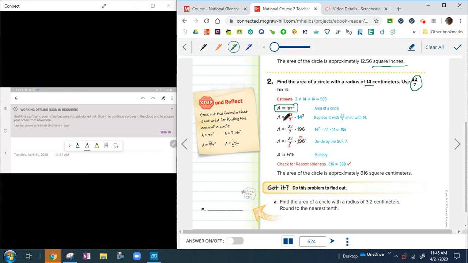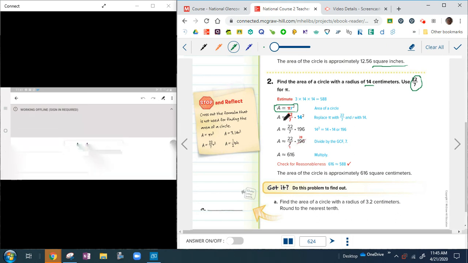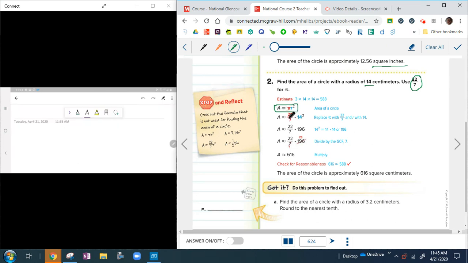So you replace pi with that, and then you see that they gave you the radius. Specifically, they said the radius. So good, because we have a formula that only will accept a radius. So we put the 14 in there, we square it, we get 196, and then, okay, some of you know that 7 goes into 196 nicely, but it's a little bit of a stretch to know that you could simplify that.